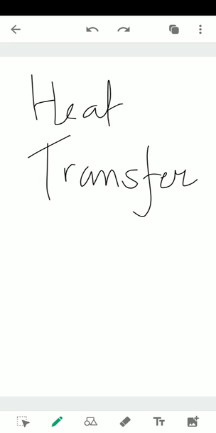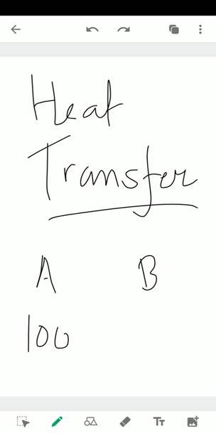So, as you know, whenever there are two bodies, say body A and body B, there will be a transfer of heat, right? Say if the body A has a temperature, say 100, and B has a temperature of 30, then the transfer will be from A to B. So what I want to say with this example illustration is that heat always flows from the body with higher temperature to the body with a lower temperature. This is how generally a heat transfer takes place.